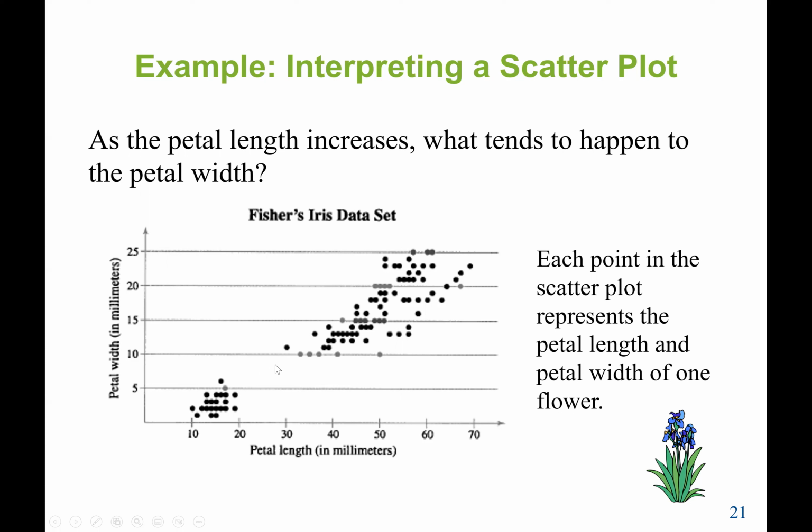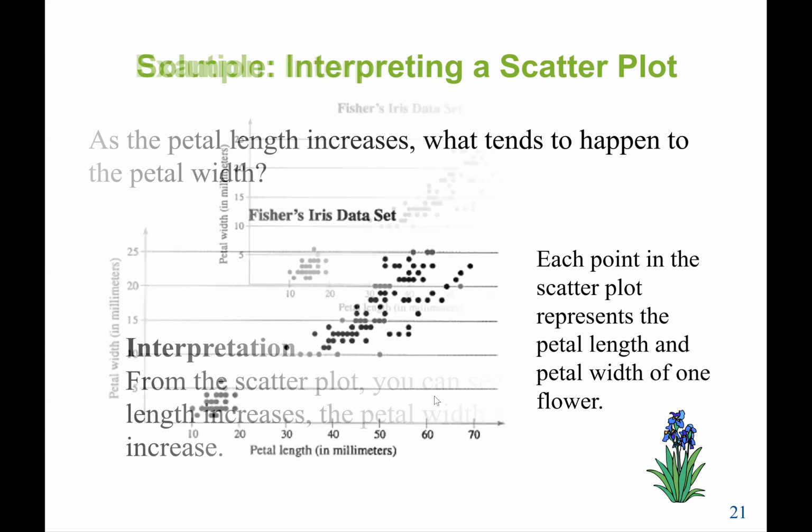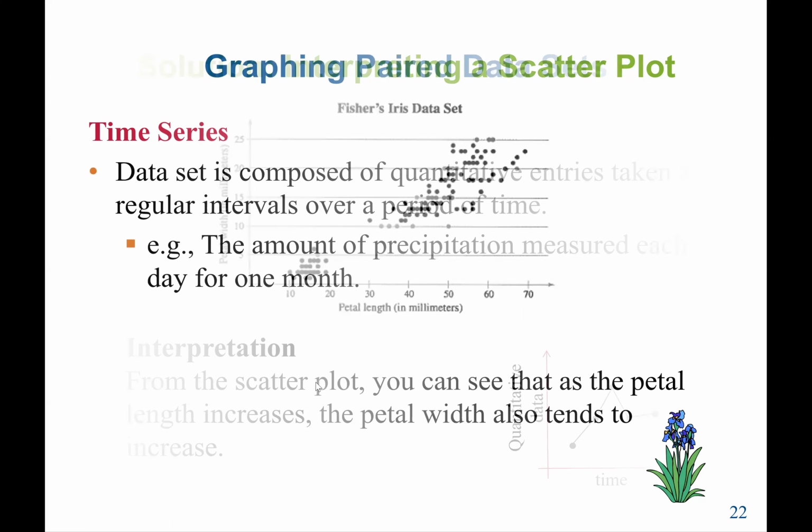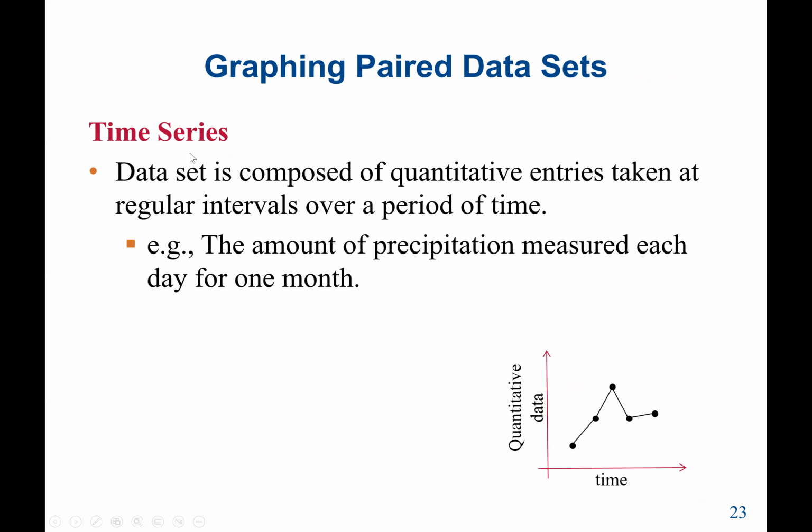Now, based on the pattern, we can see that it's going up. As petal length increases, petal width also increases. So from the scatter plot, we can see that as the petal length increases, the petal width also tends to increase. So the relationship is called an increasing relationship between these two variables, the petal length and the petal width. Now, the next is the time series.